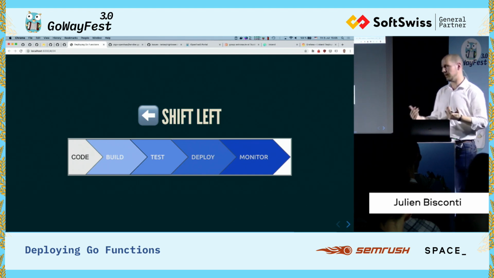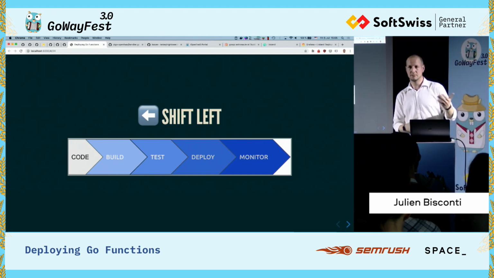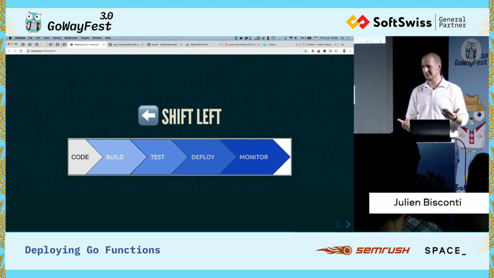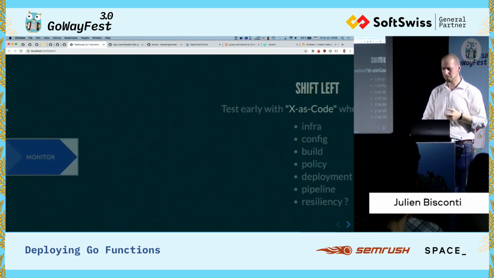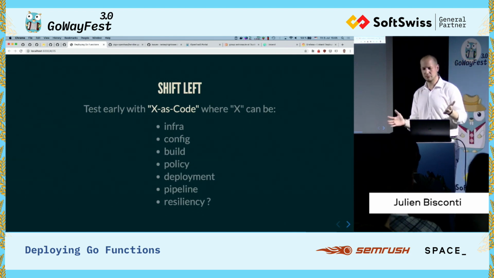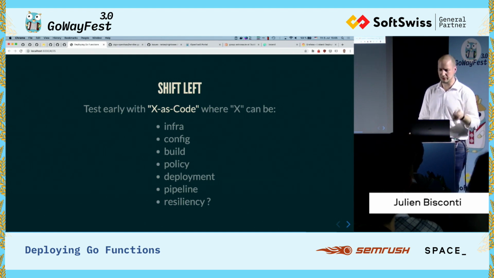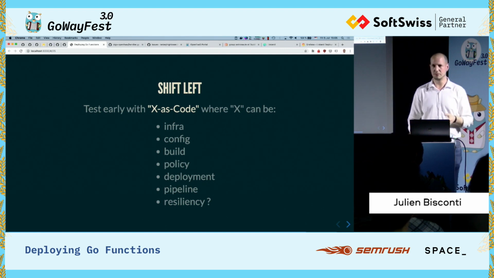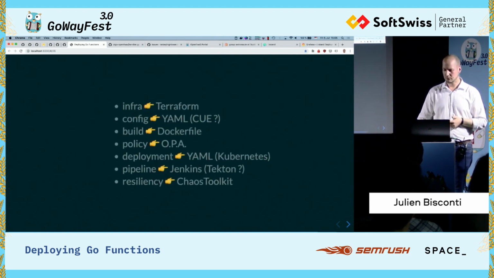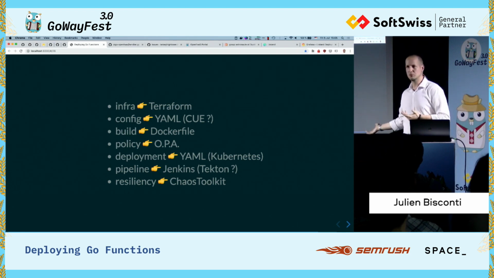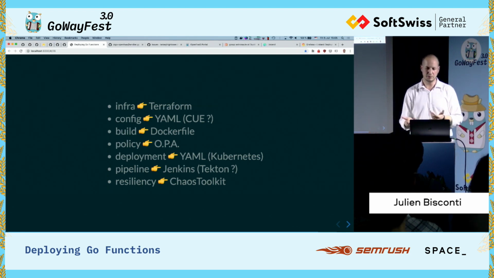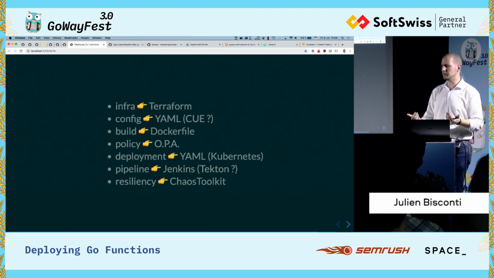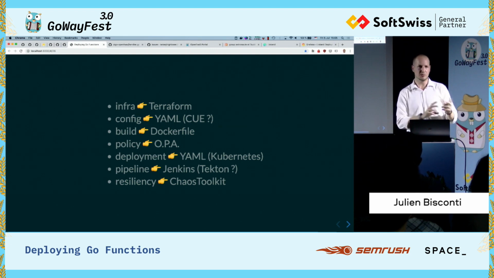I'm pretty sure now we all have the Docker build, which is build as code. It's a way to package your application. And so everything now is almost as code. You can have infrastructure as code, config as code, build as code, policy as code, deployment, pipeline, and even resiliency. So for each, I put some example of tools that you can have, because I think it's really important to know them and to make sure that you understand the trade-off you're making by using those tools.